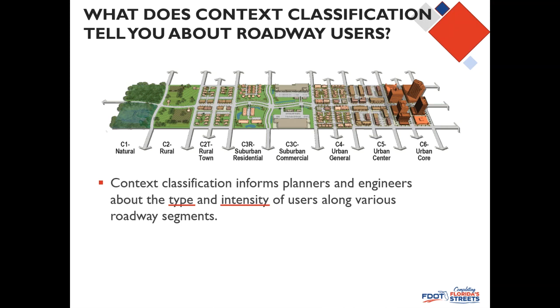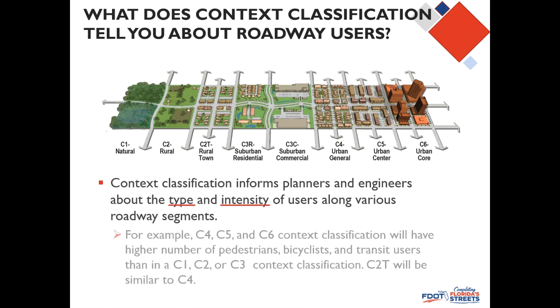What does context classification tell you about roadway users? The context classification informs planners and engineers about the type and intensity of users that can be expected along a roadway. For example, in the C4, C5, and C6 contexts, you can expect a higher number of pedestrians, bicyclists, and transit users because in these urban conditions, that's where transit works the best, that's where bicycling and walking trips make the most sense, and that's where you typically find the highest numbers of pedestrians and cyclists.